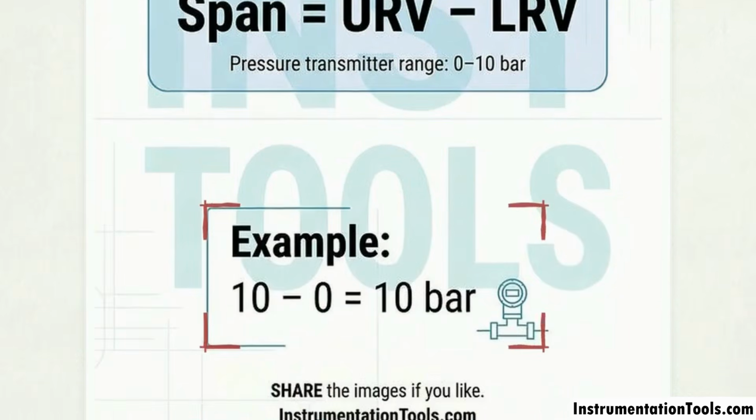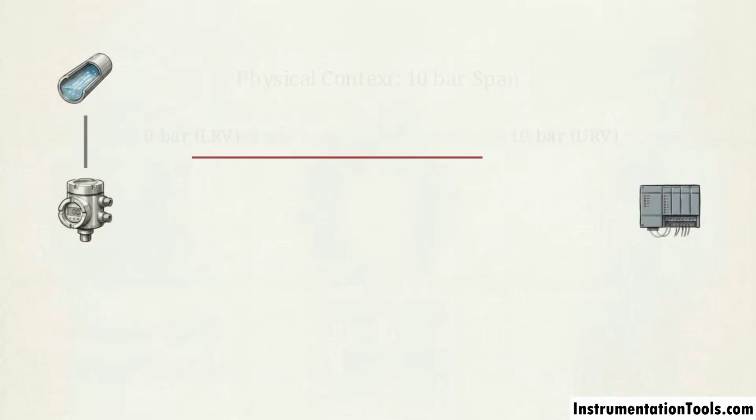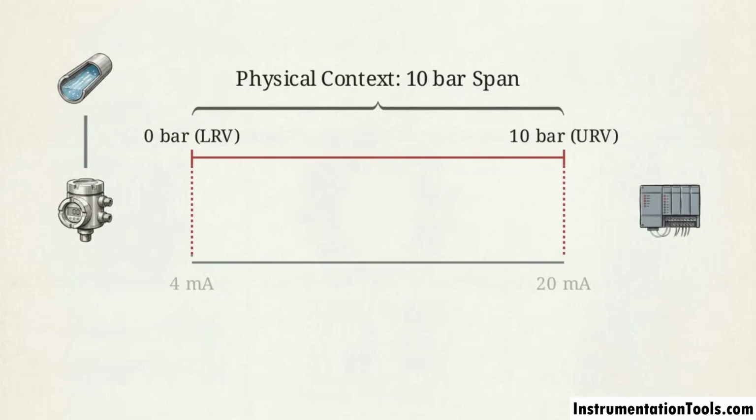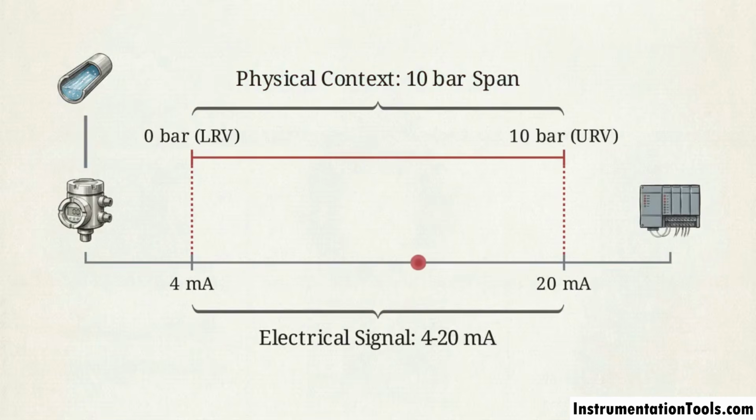By subtracting the lower range value from the upper range value, we find a span of 10 bar. Defining the span establishes the mathematical boundaries for the entire loop. Without this physical context, the electrical current being sent to the controller has no specific meaning.